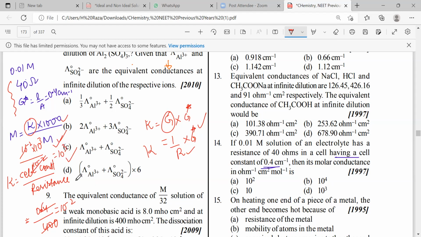Please write it. This is it for today. In the next class, we will study about cell, electrode potential and all. Let me know when you are done with this.